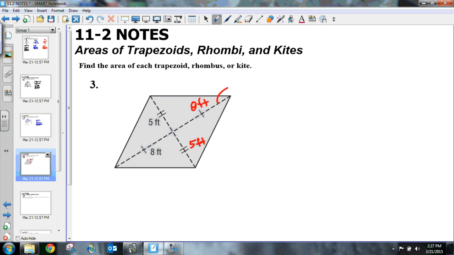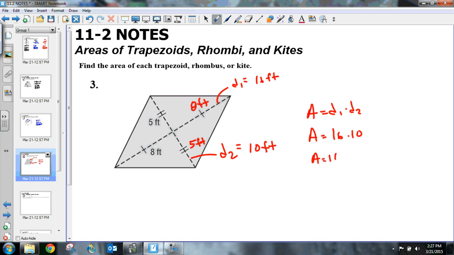So if I call this my diagonal 1, my whole diagonal is the sum of these two parts, which is 16 feet. Okay, and I know that this diagonal, we'll call this d sub 2, is going to be 5 and 5, which is 10 feet. So my area is d sub 1 times d sub 2, and so I get 16 times 10. So I get an area of 160 feet squared, and that's the area on number 3. Okay, plug and chug.